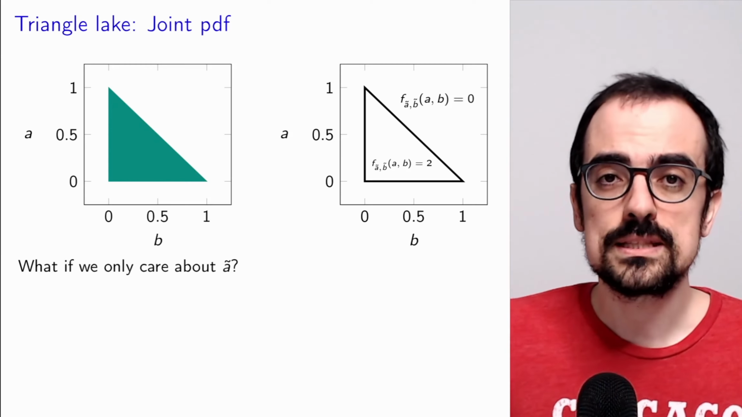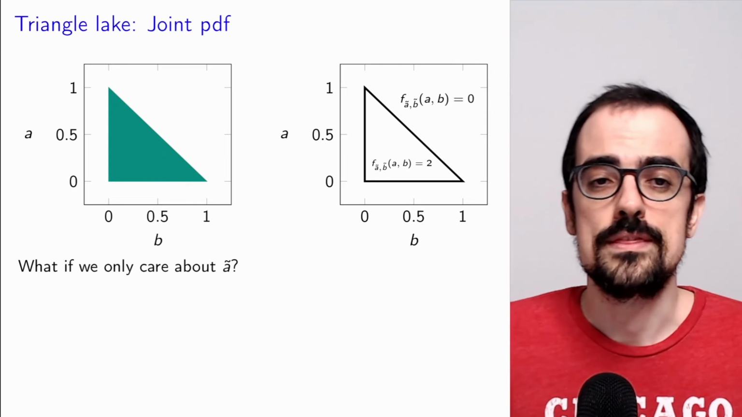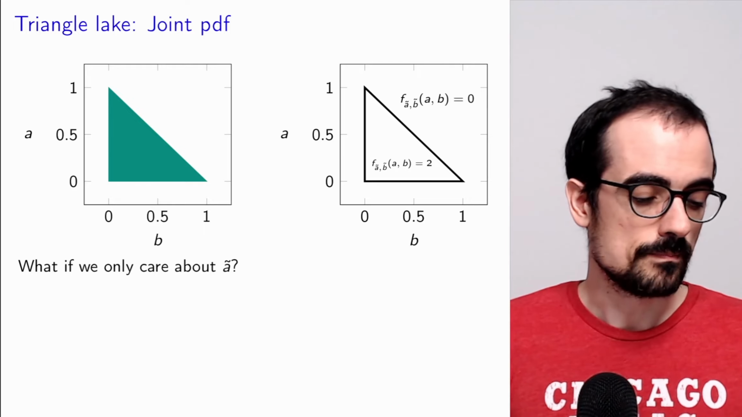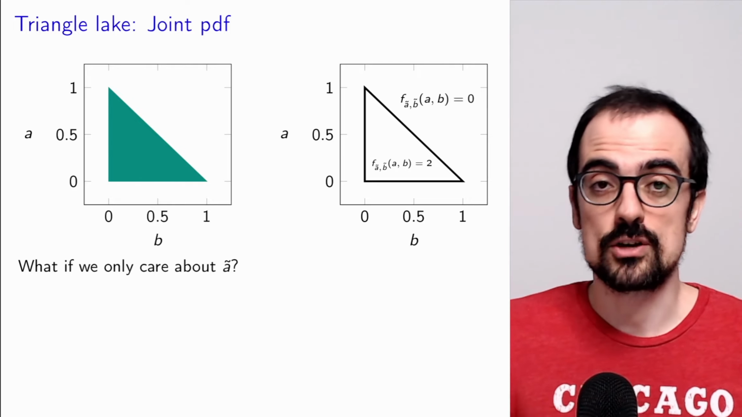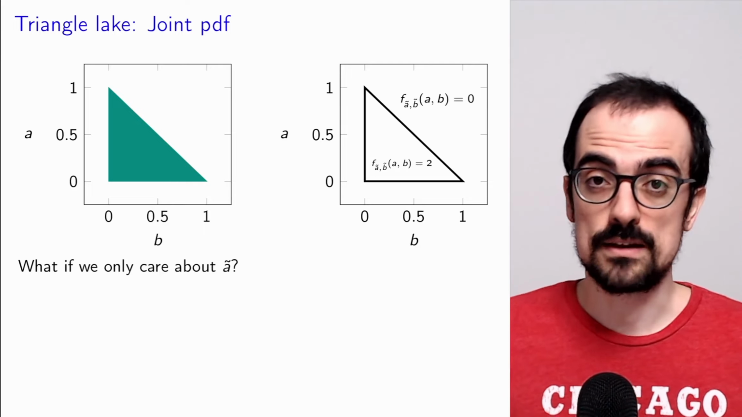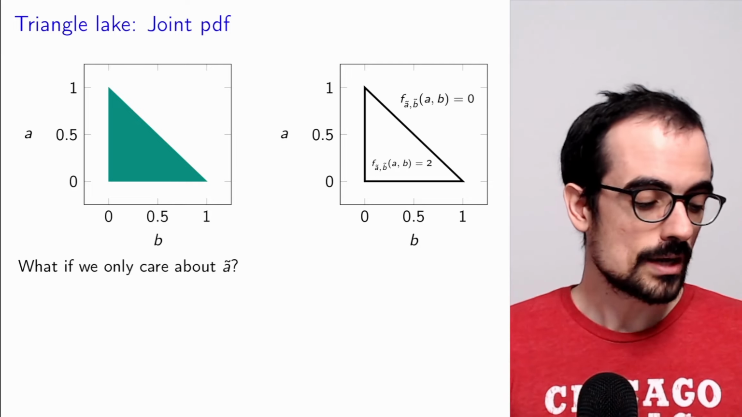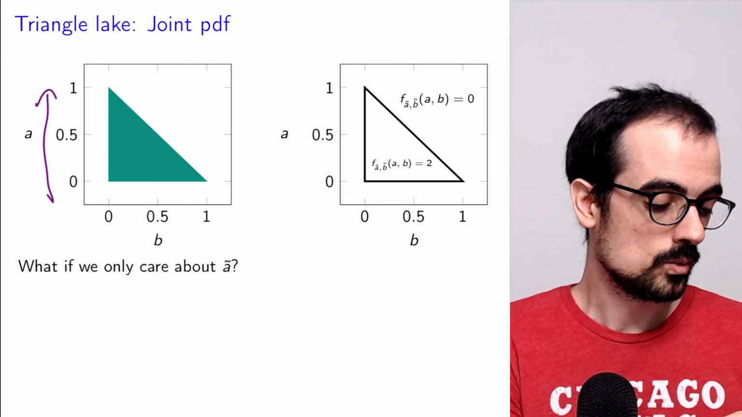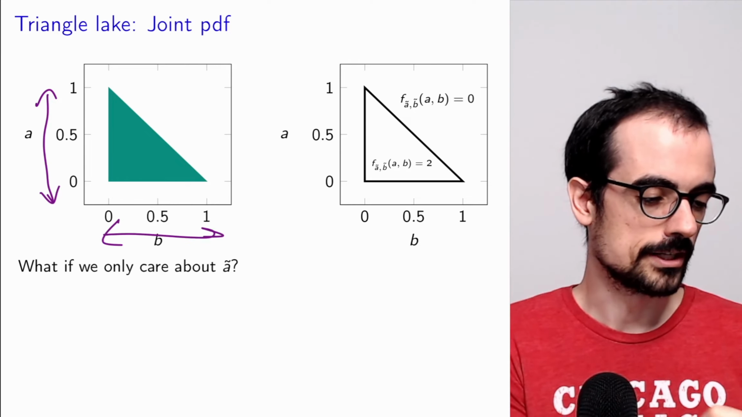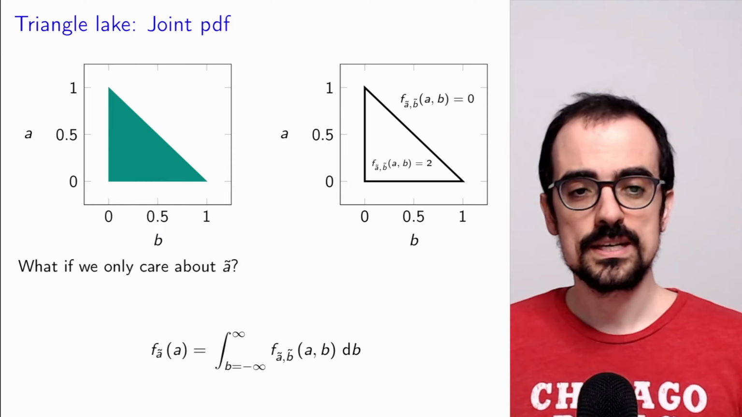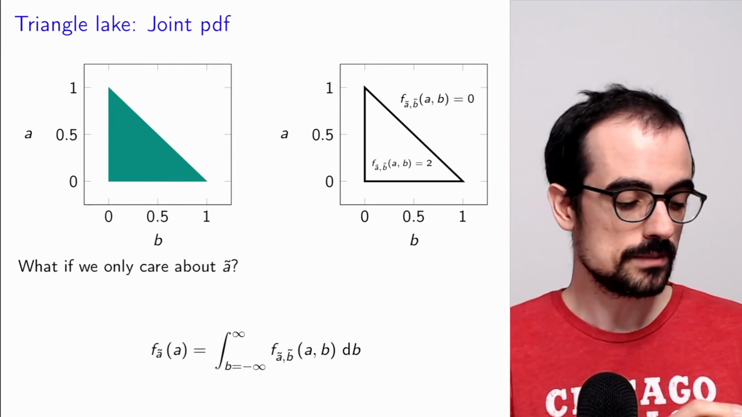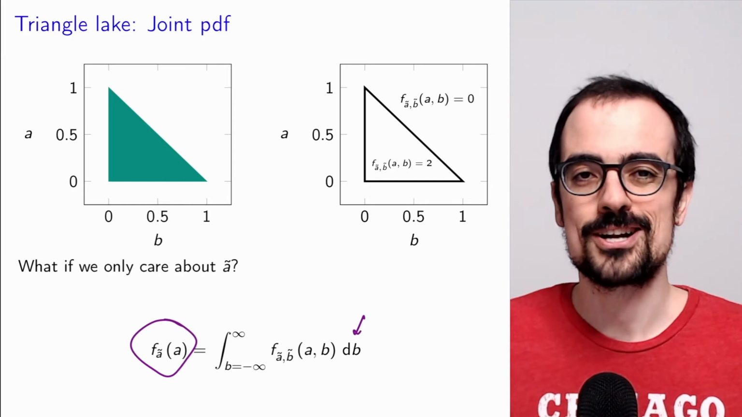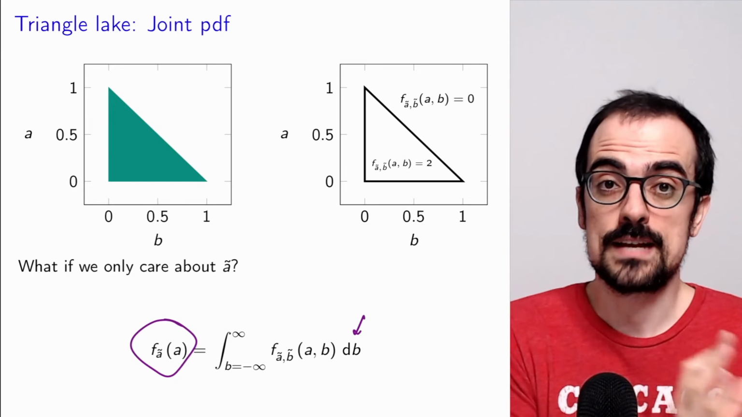All right, so what if we have several variables within a model, but we only care about some of them? We don't care about the rest. How can we characterize the behavior of those variables using the joint PDF of all the variables in the model? In the case of the triangle lake, what if we only want to know the density in this direction? We don't care about what's going on in this direction. Well, we can integrate the joint PDF with respect to the other variable in order to obtain what is called the marginal PDF of A. That's just the PDF of A as a random variable.